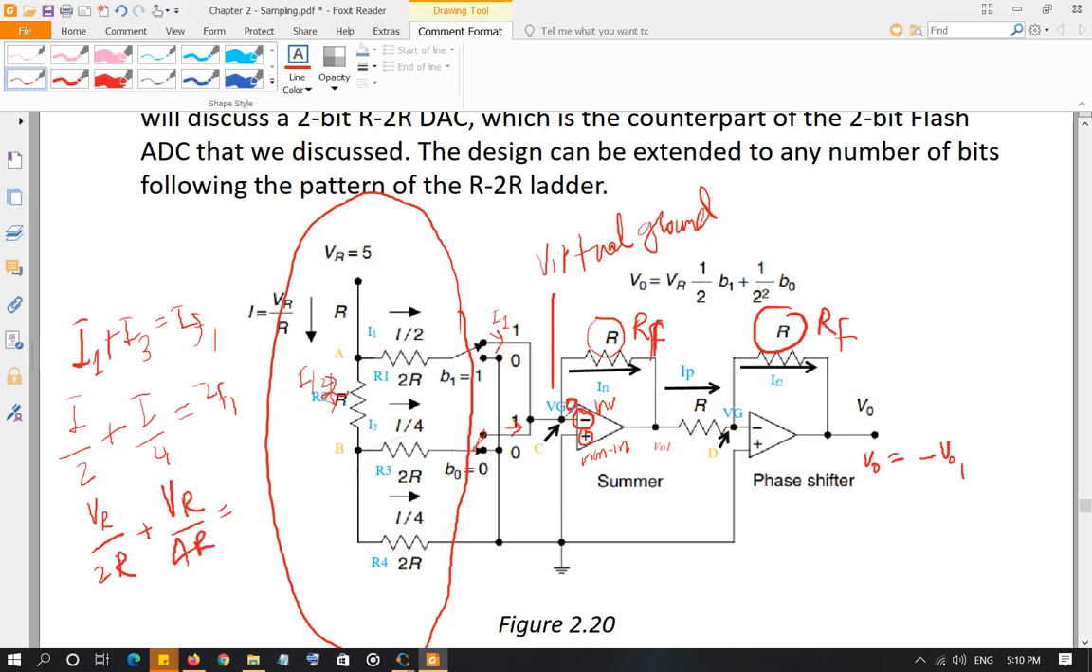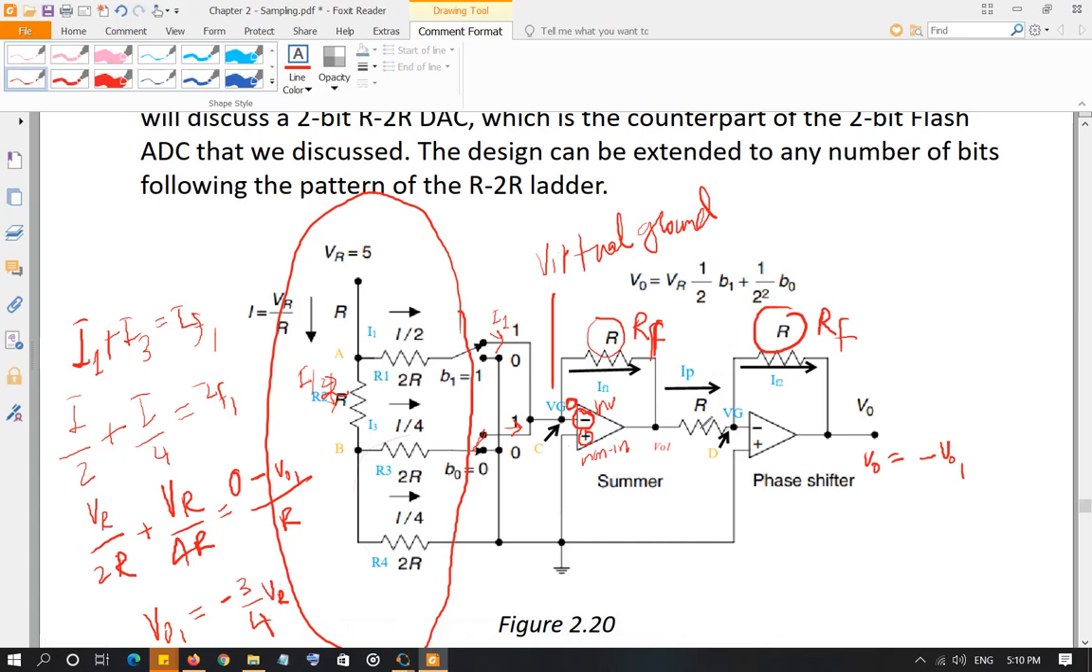IF1 is 0, virtual ground, minus Vout1 divided by R. So 0 minus Vout1 divided by R. So all these R will be cancelled out and you will get Vout1 will be equal to negative 3/4 of VR after you simplify that. Negative 3/4 of VR. Okay, so if VR is 5 volt, that's going to be negative 3.75 volt.